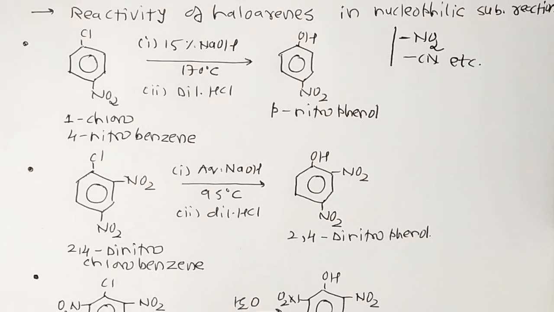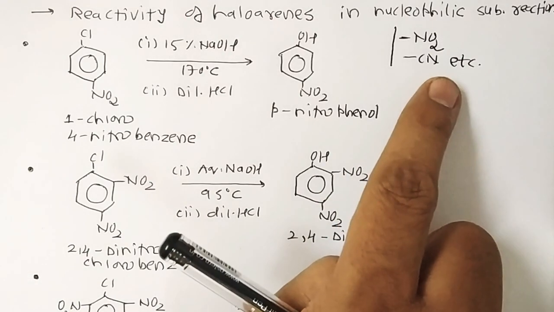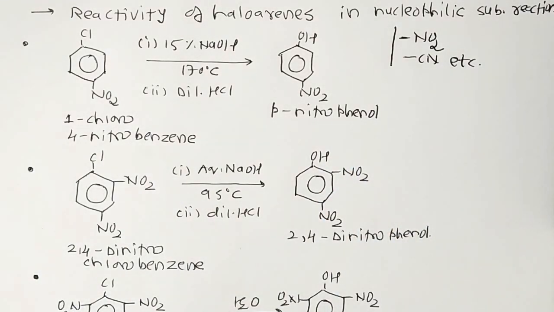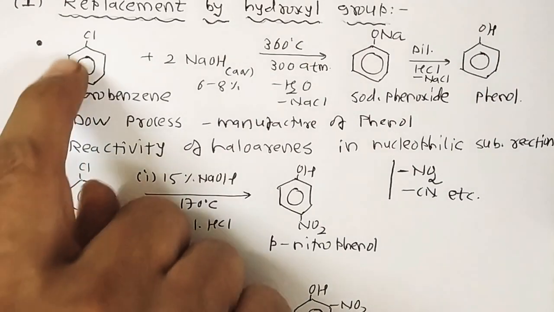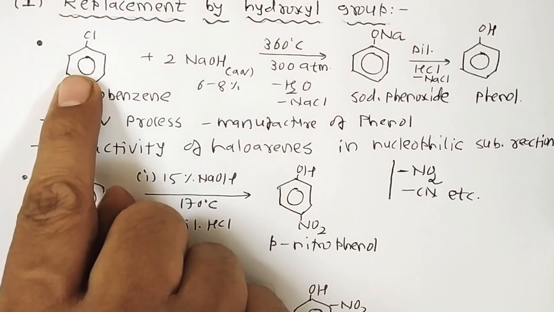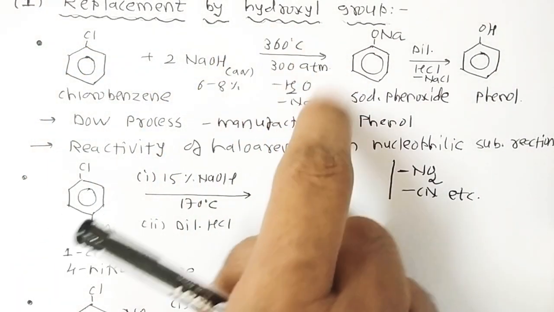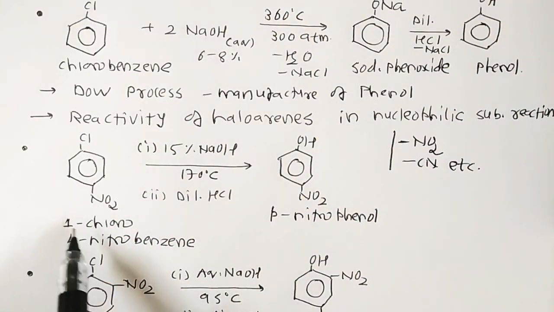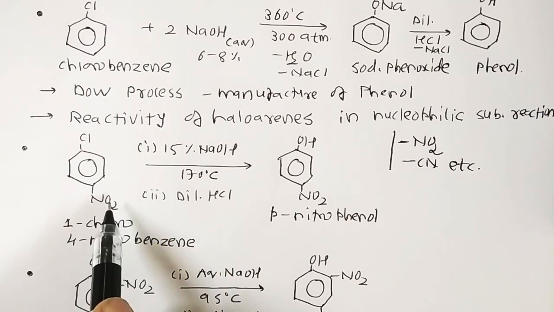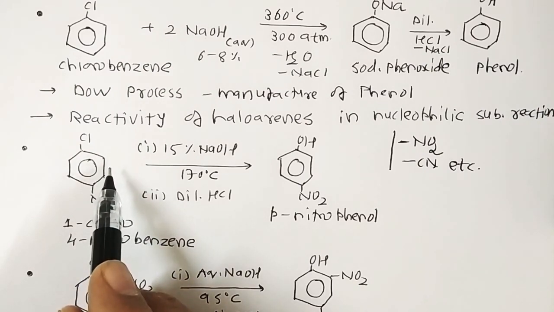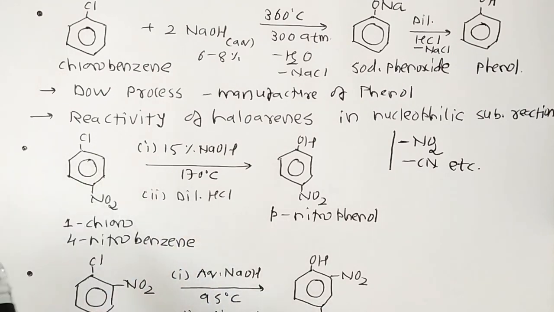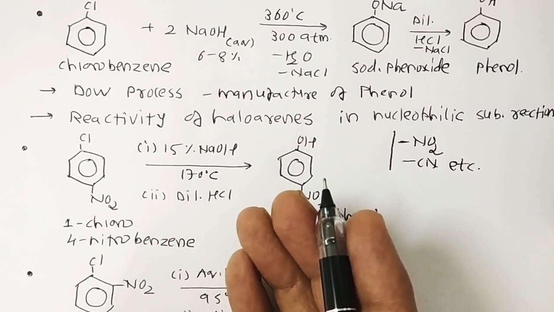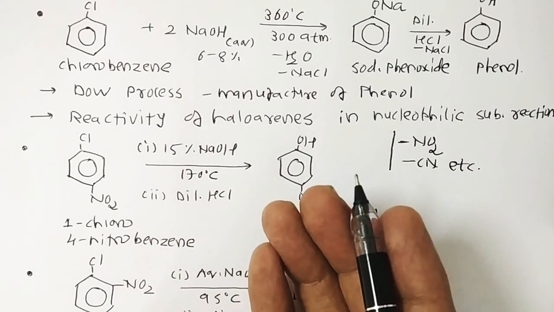The greater the number of such groups at ortho and para positions, the more reactive the halogen is in the haloarene. For example, in chlorobenzene there is no electron withdrawing group, so drastic conditions are required. But compare this with the example where I introduce a nitro group at para or ortho position, but not at meta position. Why not meta position? We will discuss that in the mechanism and its explanation.